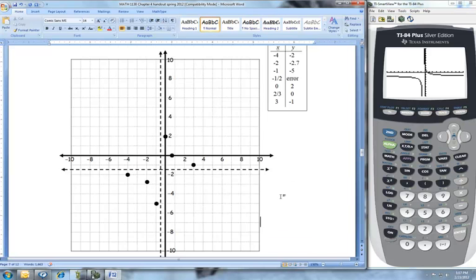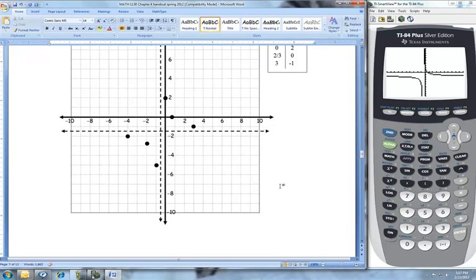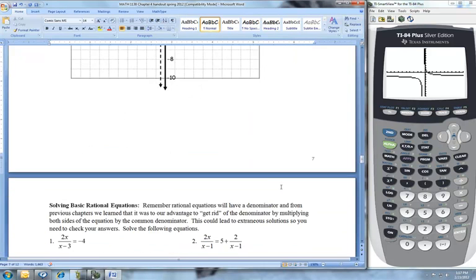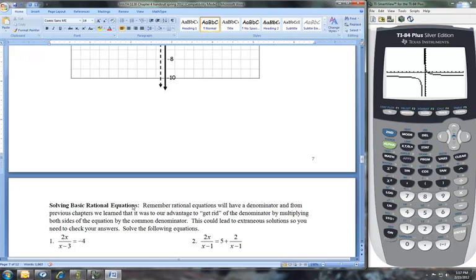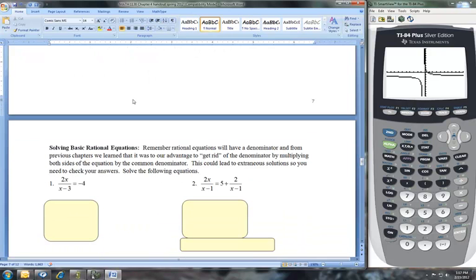Okay, so now on the next page there are some things that we might as well go ahead and do. We've got solving basic rational equations, and we've actually had this before. So on these particular problems, it says, remember, rational equations will have a denominator, and from previous chapters we learned that it was to our advantage to get rid of the denominator by multiplying both sides of the equation by the common denominator. This could lead to what's called extraneous solutions. Extraneous solutions are those that work in your modified one but do not work in your original. So you need to check your answers.